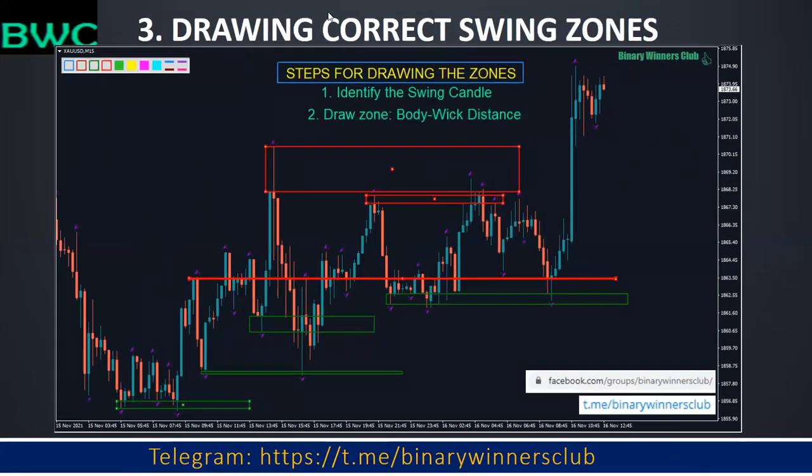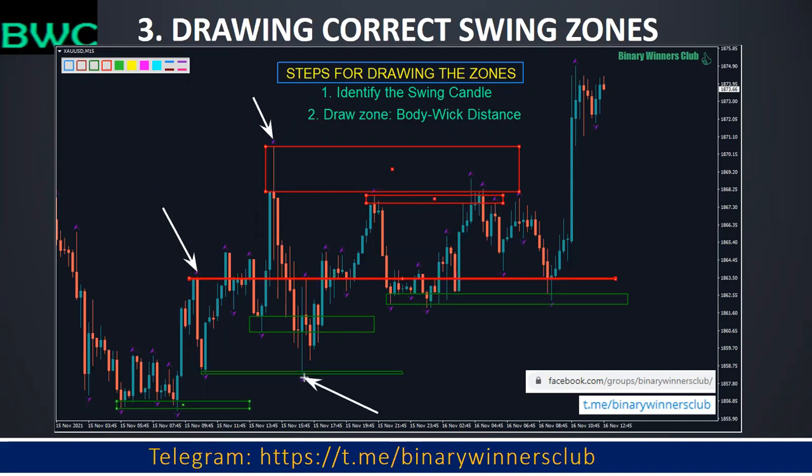Now to draw zones at swing highs and swing lows, there are two steps. Number one, you identify the swing candle. If you're using fractals, it will be the candle with the arrow. All right. The candles with the arrows are the swing candles, right?